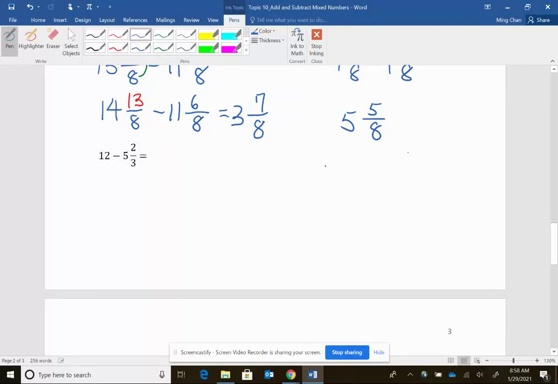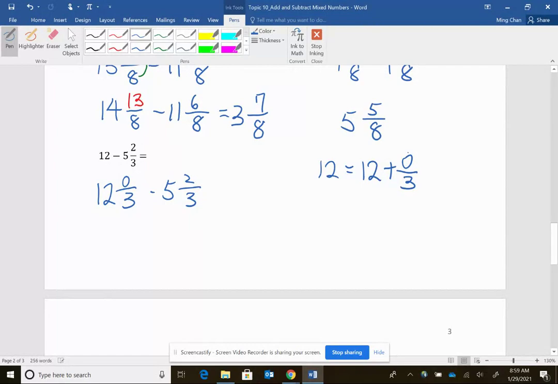So technically this 12 can be viewed as 12 plus 0 over 3. Why do we write it like this? Well, think about it. 0 over 3 is 0. 0 plus 12 is still 12, right? So if I write 12 as 12 plus 0 over 3, that means 12 itself is technically 12 and 0 over 3, minus 5 and 2 over 3.